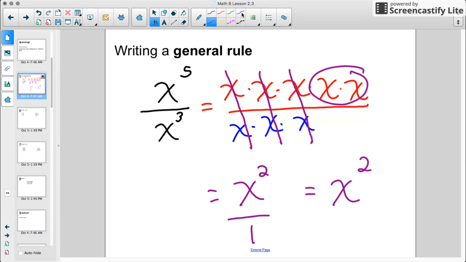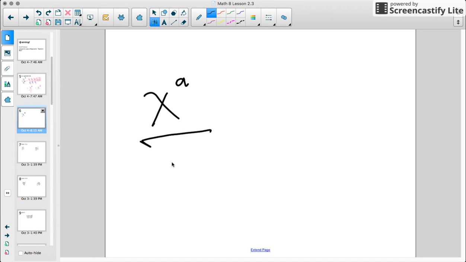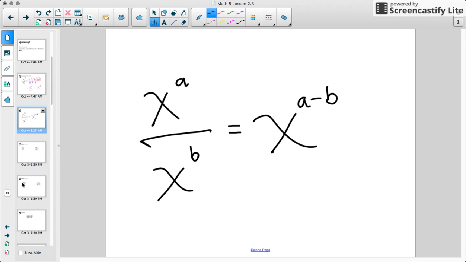So that would be x squared with 1 on the bottom, which we can just write as x squared. So what we noticed in the warm-up is we said, well, then look, if you take 5 and you subtract 3, you get 2. So our general rule in this case is going to be, if we have x to the power of a and we divide it by x to the power of b, we will get the answer x to the power of a minus b. So let's look at a couple examples.